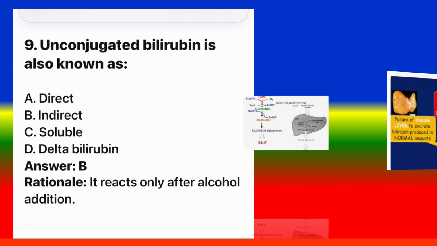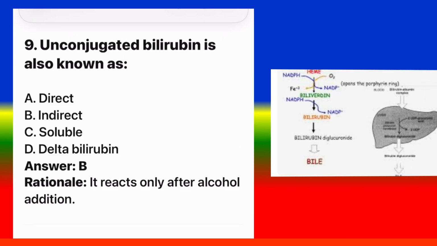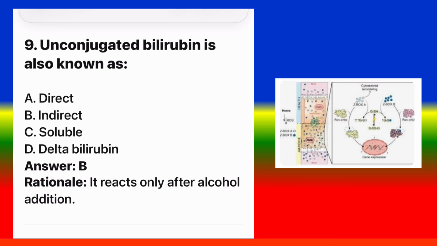9. Non-conjugated bilirubin is also known as: A. Direct, B. Indirect, C. Soluble, D. Delta bilirubin. Answer B. Rationale: It reacts only after alcohol addition.